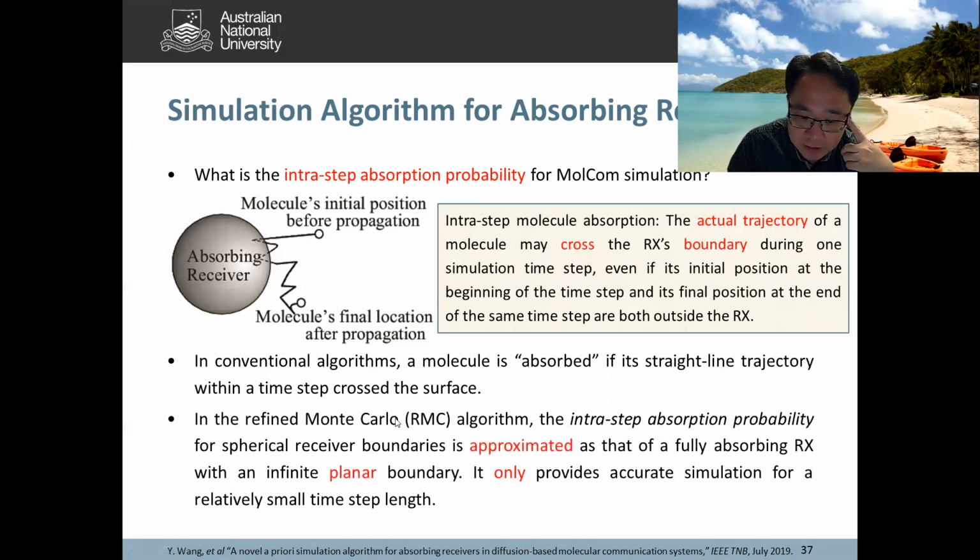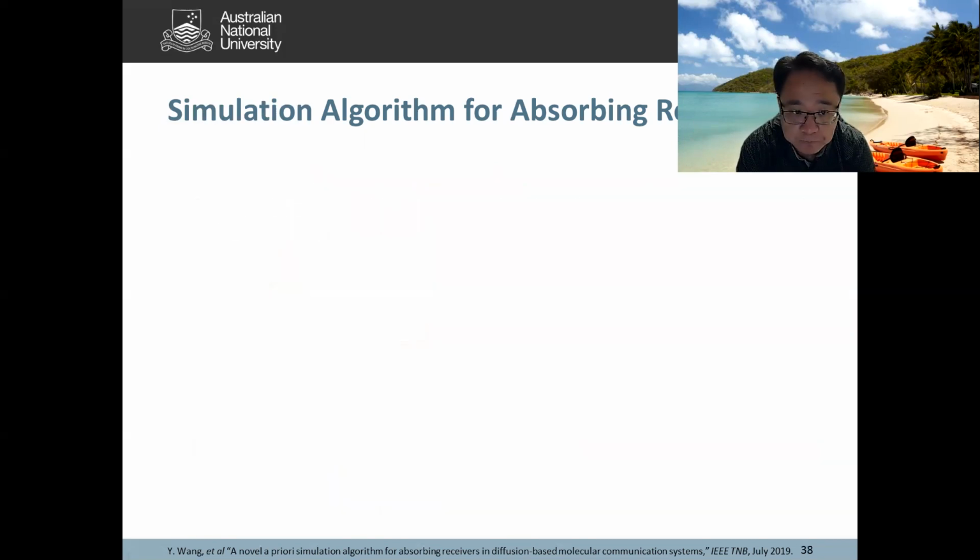In the refined Monte Carlo algorithm, the RMC algorithm, the intra-step absorption probability for spherical receiver boundaries is approximated as the probability for a fully absorbing receiver with an infinite planar boundary. But given this assumption, it only provides an accurate simulation result for a relatively small time step length. And we know that if the time step length is very small, the simulation will take a long time.